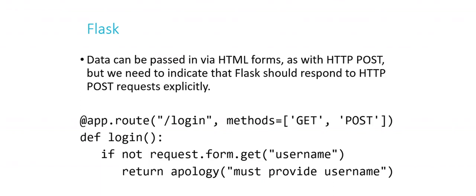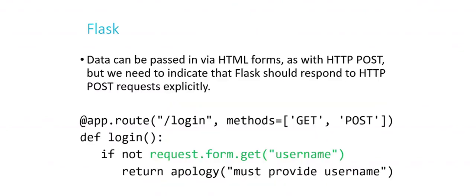Then I'm defining my login function, and I'm saying if not request.form.get("username"). Using get here is unfortunately a side effect of Python. That does not mean we're using the get method here. Basically what I'm asking for is go and retrieve, literally using get in that context, go and retrieve from the form the field called username. And here I'm saying if it doesn't exist, apologize to the user, say they need to supply a username.